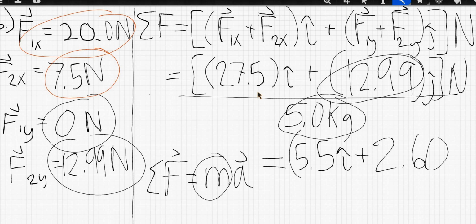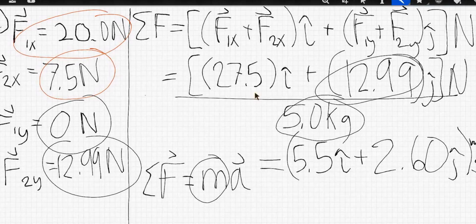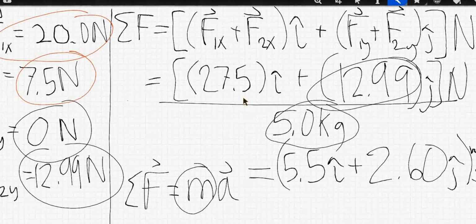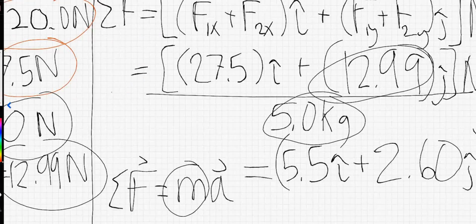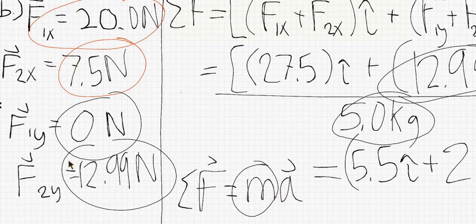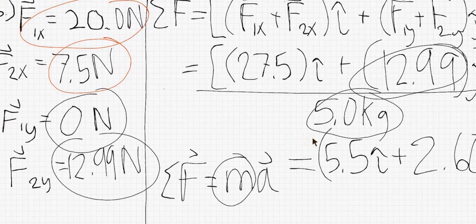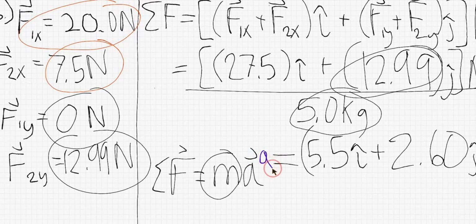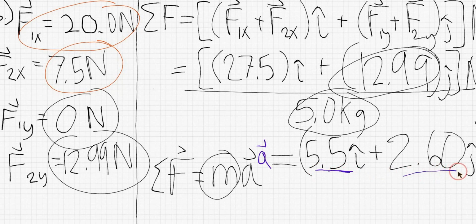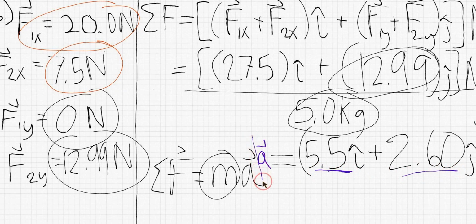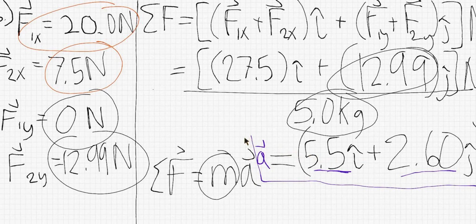j, and then units at the end, meters per second squared. And this right here is your final answer. So we have acceleration resultant equal to 5.5 i plus 2.6 j meters per second squared. Sorry, it's really messy.